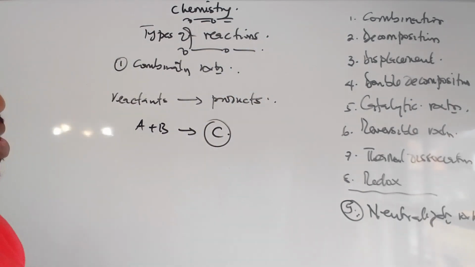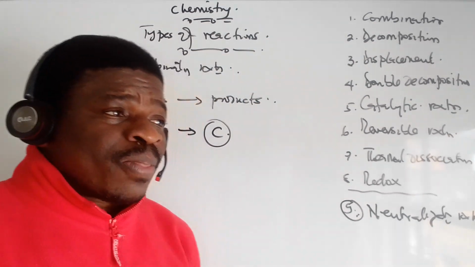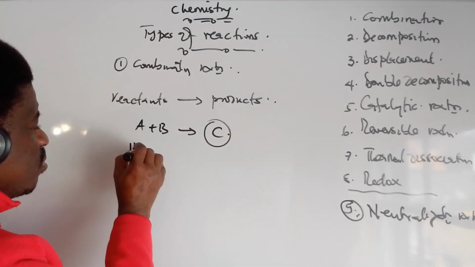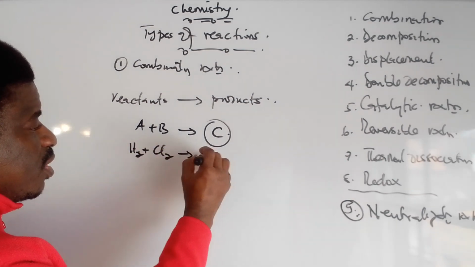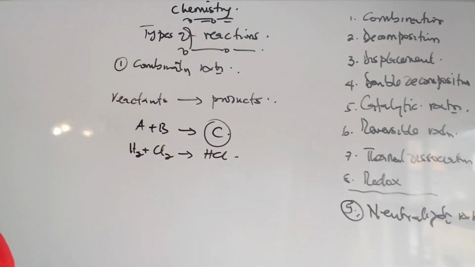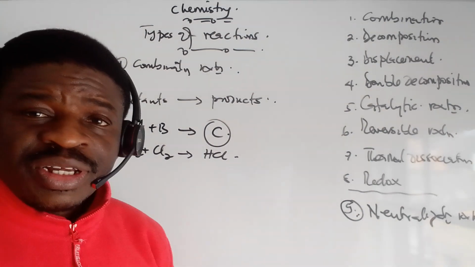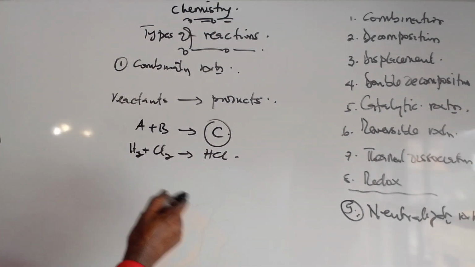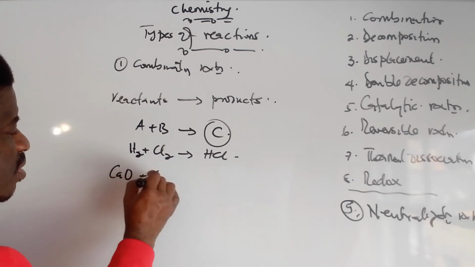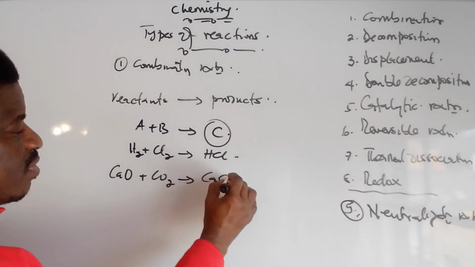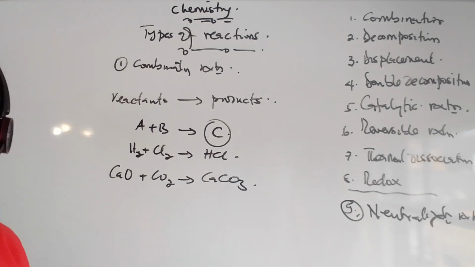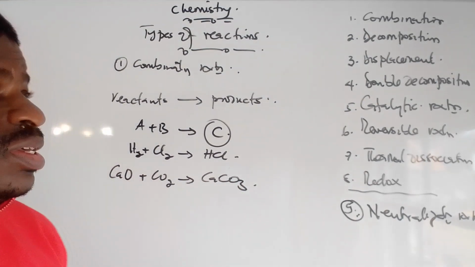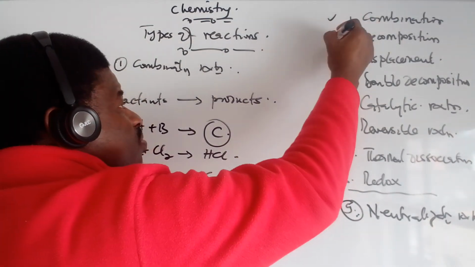This combination reaction, in most cases you see it in organic compounds, but you still see it elsewhere. Take for example hydrogen reacting with chlorine to give hydrogen chloride. It is an example of a combination reaction. There are two or more reactants. Even like this, calcium oxide reacting with carbon(IV) oxide to give calcium trioxocarbonate(IV) is also a combination. There is always one product. Please take note of that in combination reaction.